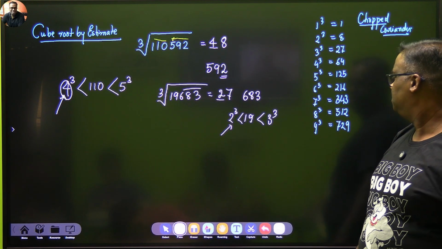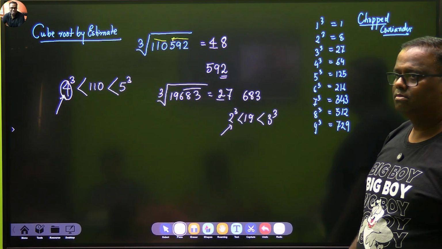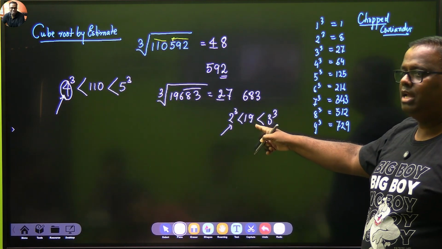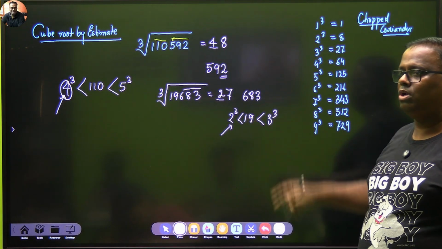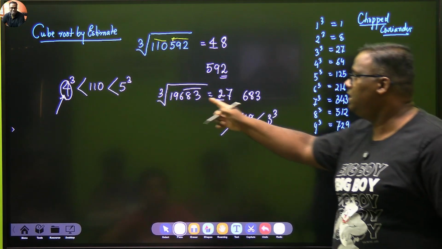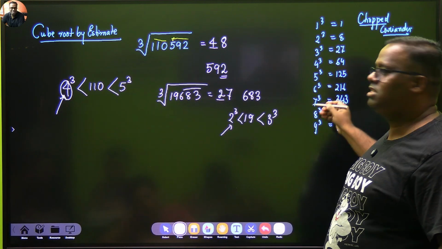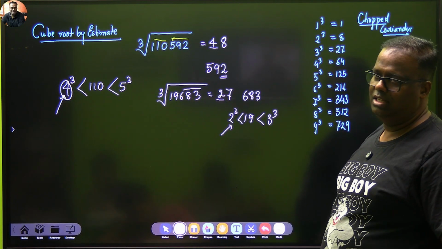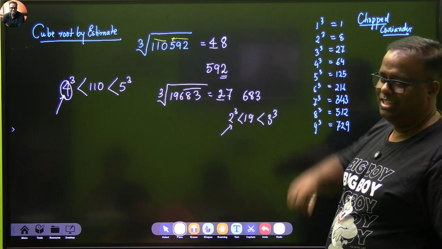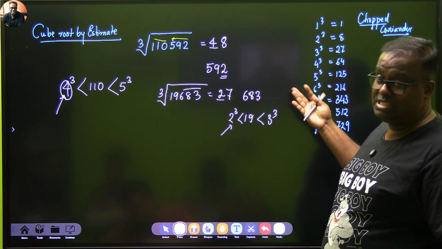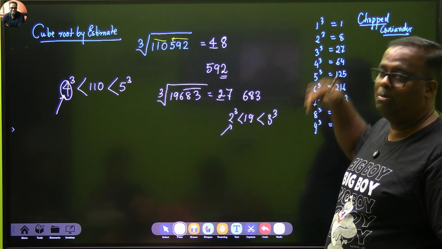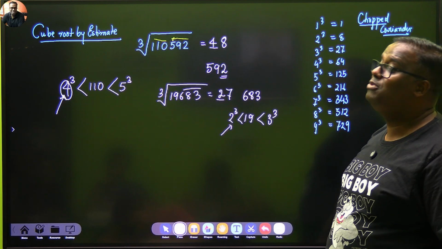Which one? No, it's 19. 19 lies between cube of 683. We look at the last digit. 3. 3 comes from a 7. That's the trick. So you can use this, when you are doing that prime factorization, at that time you can check.